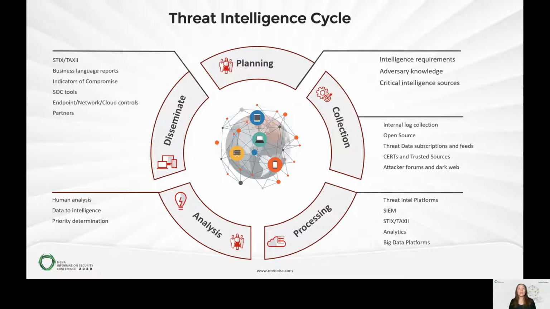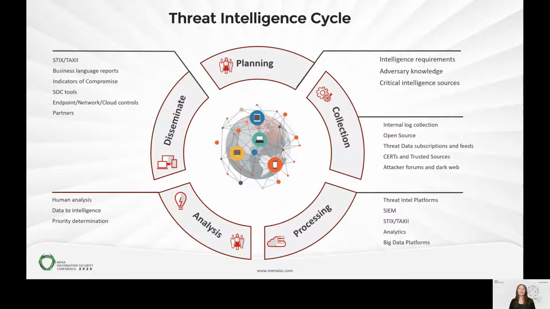Lastly, we need to disseminate that information in our environment. We need to be able to translate it into business language reports for usage within our organization for all levels to understand why this threat intelligence is important. We need to identify specific indicators of compromise.